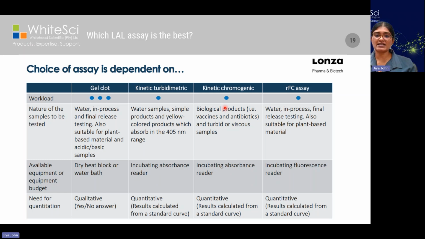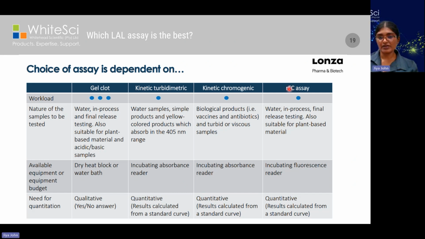And for the kinetic assays, a general trend is that you would do water samples with the turbidimetric assay, and the biological products like your vaccines and antibiotics, you would use your chromogenic assays because it is more sensitive. For the turbidimetric assay, the standard curve range starts from 0.01 EU, whereas the chromogenic assay starts from 0.005 EU per ml, so it is more sensitive.